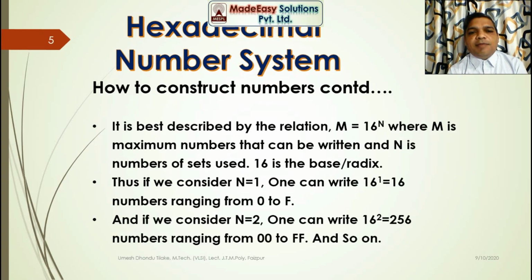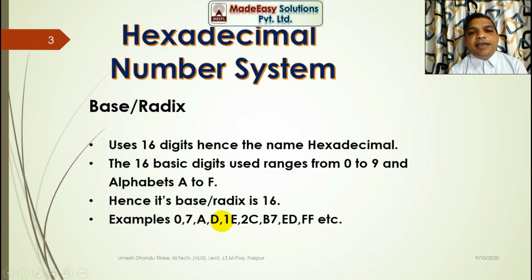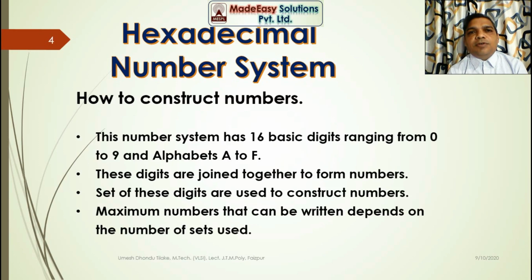You can see the examples: 0, 7, A, D, 1, E, 2, C, B, 7. That means these numbers consist of digits from 0 to 9 and letters A to F. You cannot find letter G in hexadecimal number system because it is not a symbol used in hexadecimal number system. The symbols used are digits 0 to 9 and alphabets A to F. So now let's see how to construct the hexadecimal numbers.